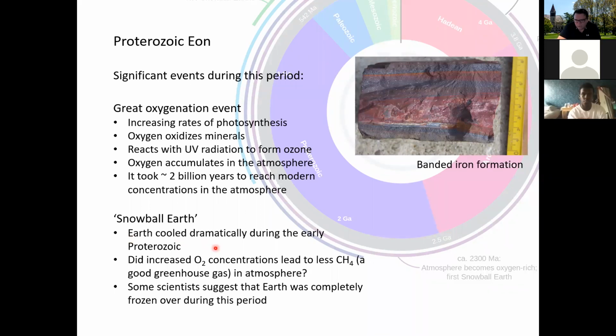I actually just drew a blank on the age of that. But during the snowball Earth, I think it was actually maybe 1.6 billion. I'll have to look that up. I apologize. The Earth cooled dramatically, and basically what we know is the Earth at the time was covered largely by ice and glaciers around the world, probably even down through the equatorial parts of the world.